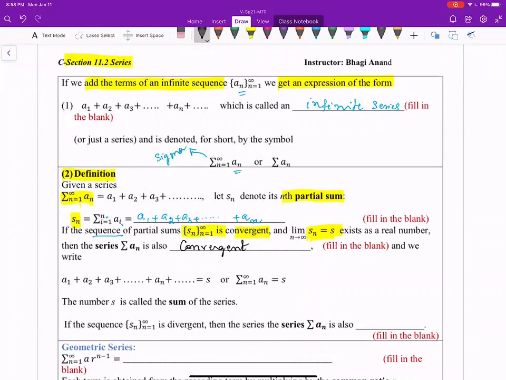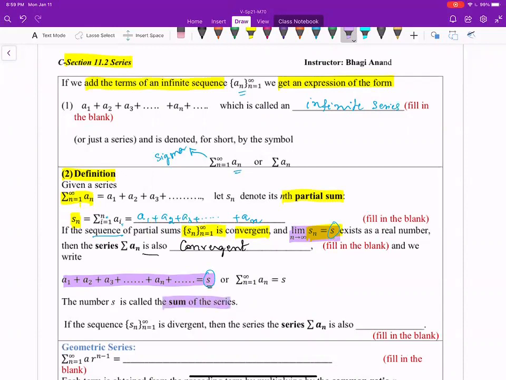Then the series sigma an is also convergent, and we write a1 plus a2 plus a3, etc., an, and so on, the sum of the series, as the limit of the partial sums, which is S. If you notice, this value and this value are the same: the limit as n approaches infinity of Sn equals S. So the limit of the partial sums here is the sum of the series. The number S is called the sum of the series.